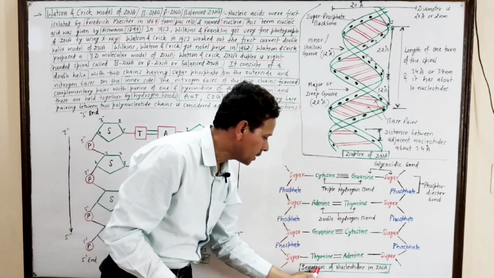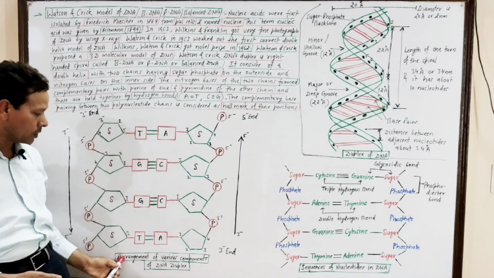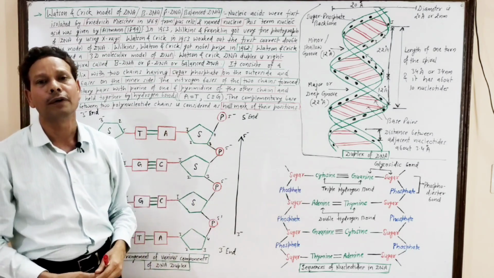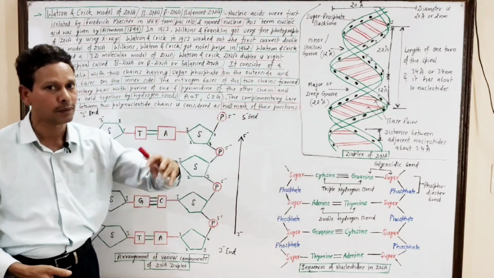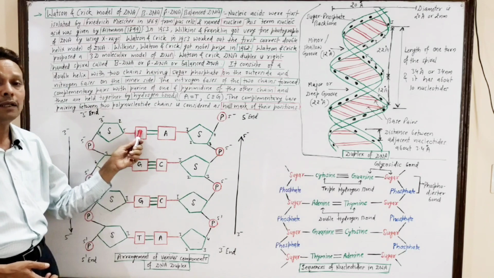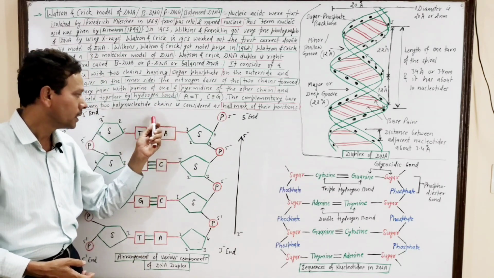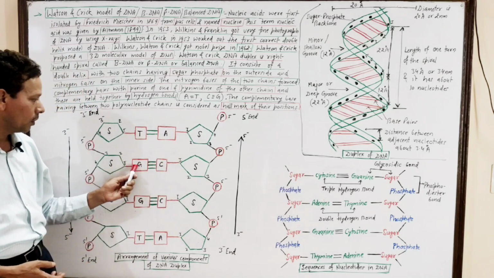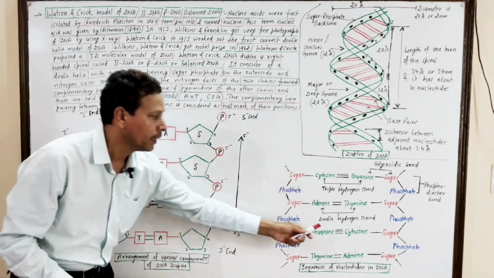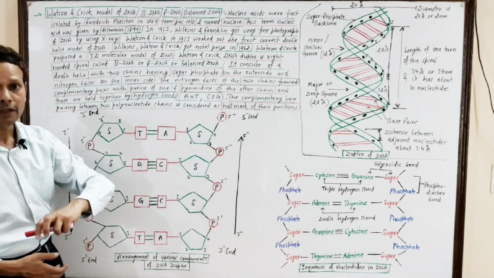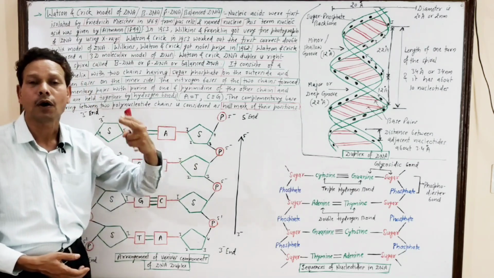This diagram shows the sequence of nucleotides in the DNA duplex, and this diagram shows the arrangement of various components of the DNA duplex. Here S is pentose sugar, which is deoxyribose, as we studied in the last lecture. T is a nitrogen base, thymine. A is adenine. G is guanine. C is cytosine. The pairing of these nitrogen bases is always complementary.